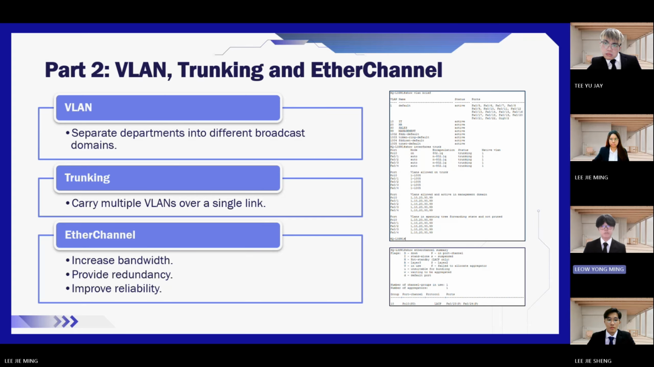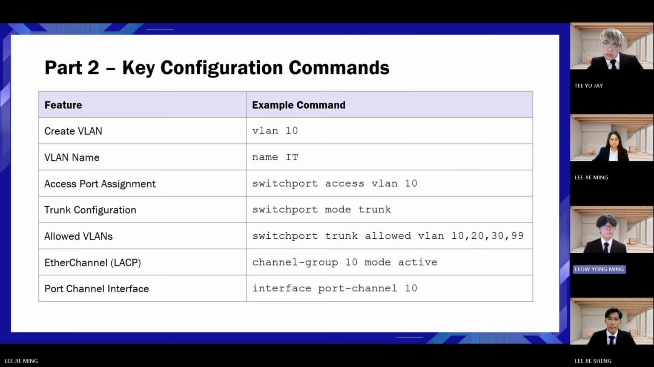Trunking allows multiple VLANs to travel through a single physical connection between switches. EtherChannels combine multiple physical links into a single logical connection to provide higher bandwidth and redundancy. For VLAN implementation, VLAN IDs and names were created for each department.